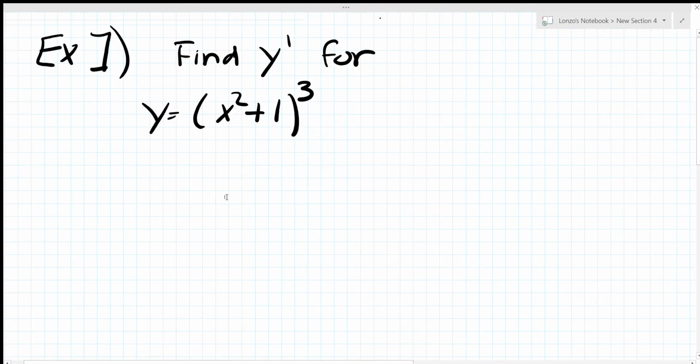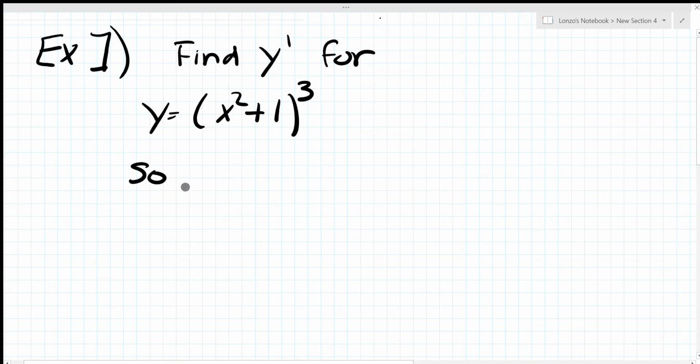So I think we're going to do exactly 6 examples. I'm trying to make these videos less than 40 minutes. The first example says find y prime for this: y equals x squared plus 1, cubed. So we're going to use the chain rule.